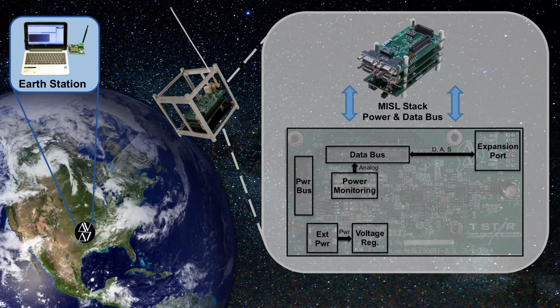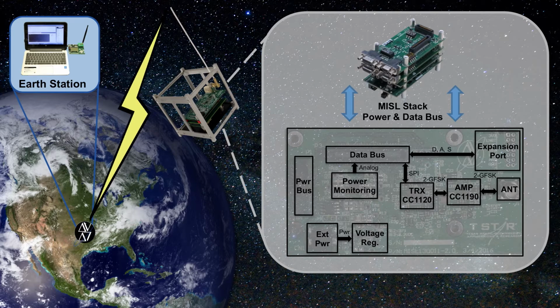The most important part of our board is the actual sending out of the data, which happens through the CC1120 transceiver. This gets access to the data through SPI into the MSP430. This signal is then modulated to 2GFSK that goes into the CC1190 front-end amplifier, and this signal gets boosted out through the antenna, which then is sent down to the Earth station.